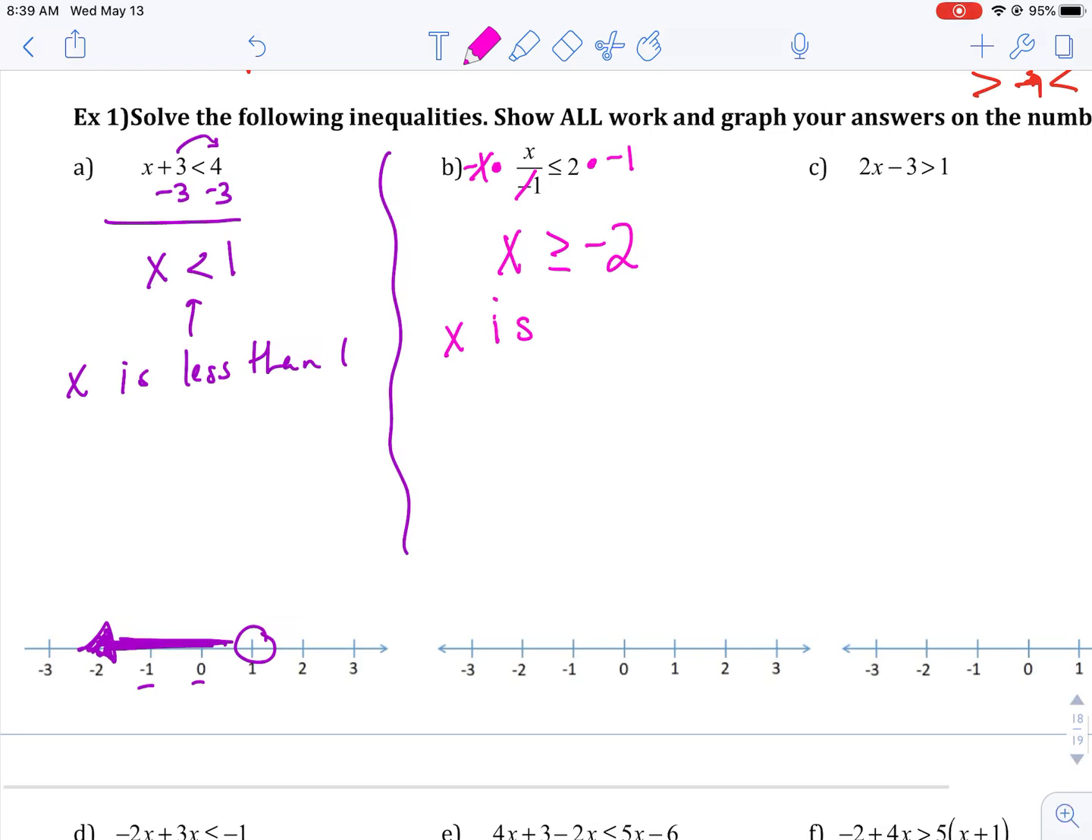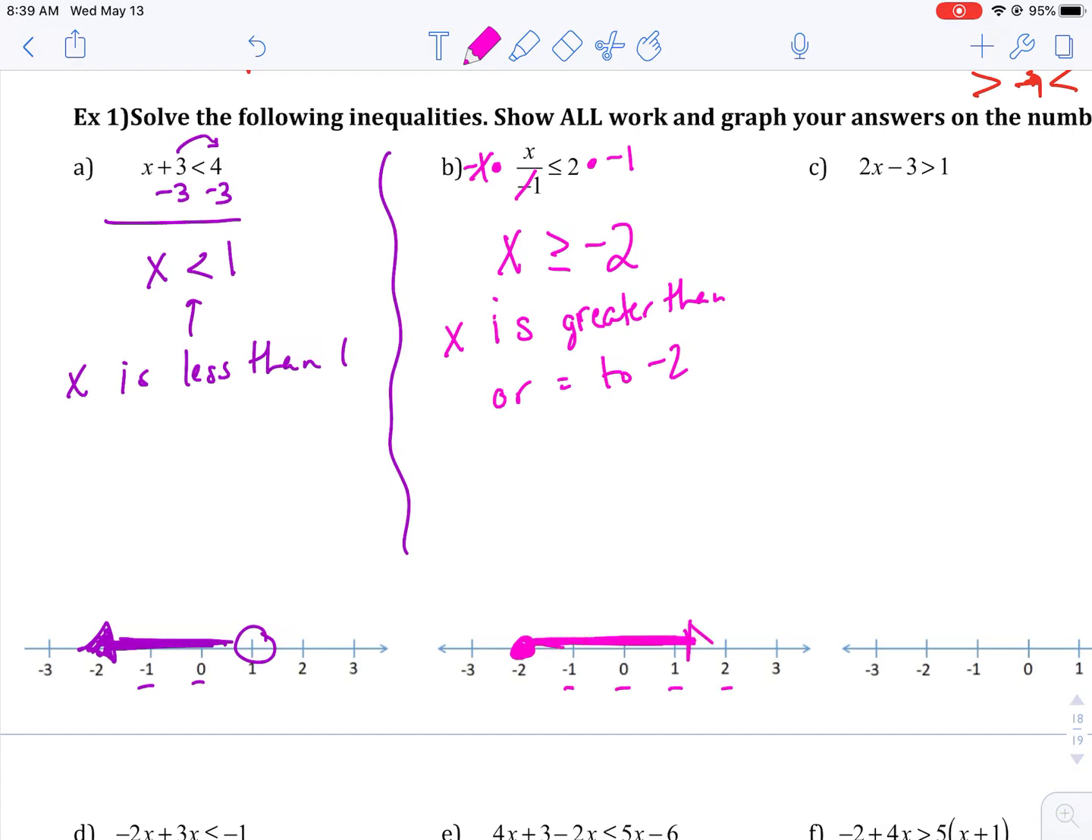So now we want x is greater than or equal to -2. So again, I'm going to color in that circle because of the or equal to part. And we want numbers that are bigger than -2. So -1, 0, 1, 2, all those numbers. So now we're going to shade to the right.